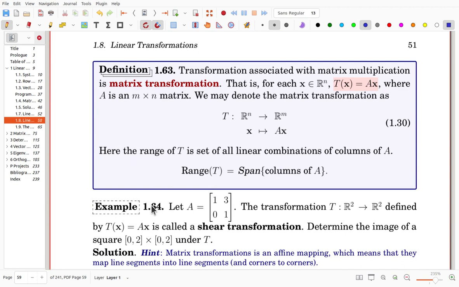Among transformations, the most interesting transformation in linear algebra is the matrix transformation. A transformation associated with matrix multiplication is a matrix transformation. That means that the transformation T is defined as matrix multiplication. Here, A is an m by n matrix. In this case, we write it in this way, T, domain and codomain, and x, an entry in Rn, here is transformed into a vector in Rm with the matrix multiplication.